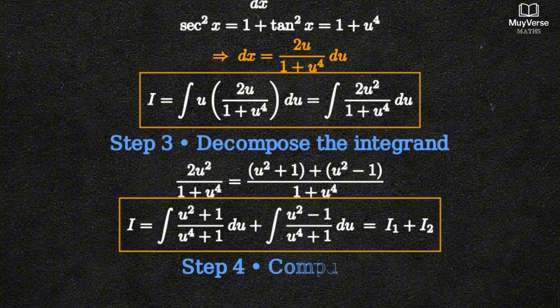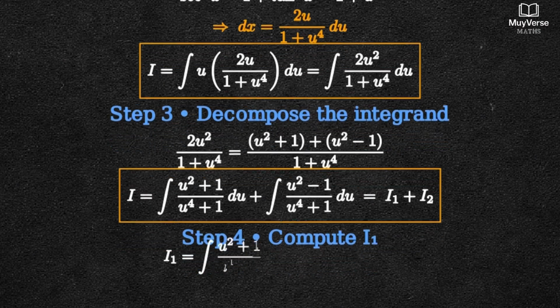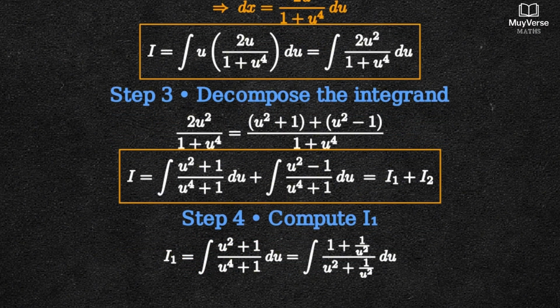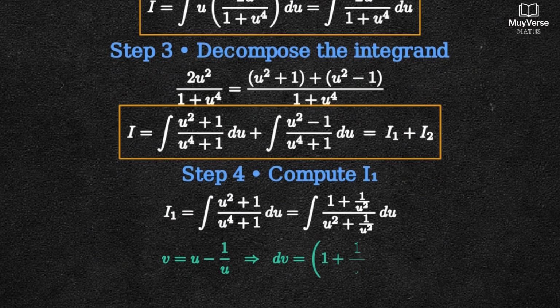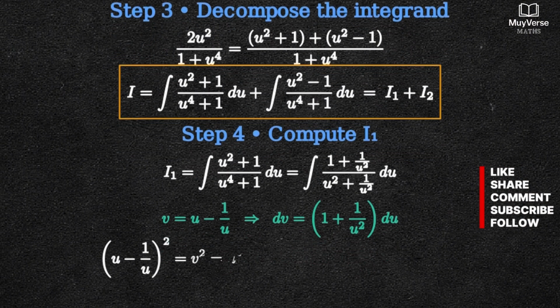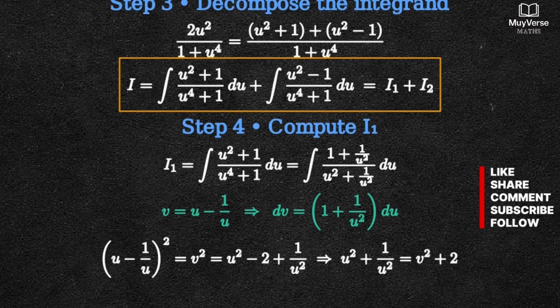Step 4. Evaluate I1. Divide numerator and denominator by u squared. Notice the numerator equals dv if we set v equal to u minus 1 over u. Then dv equals 1 plus 1 over u squared du. Also, u squared plus 1 over u squared equals v squared plus 2.